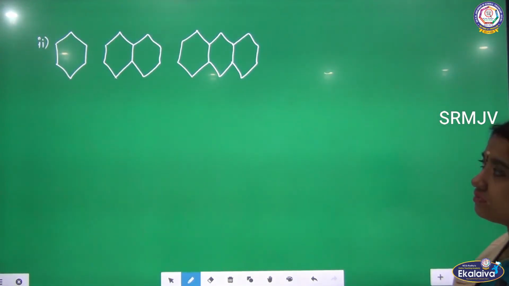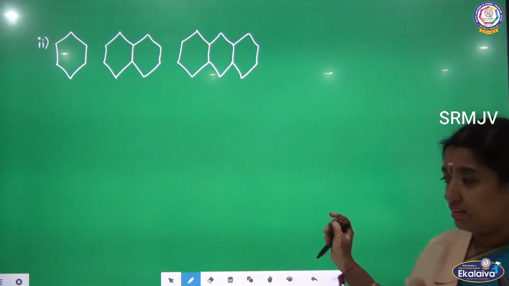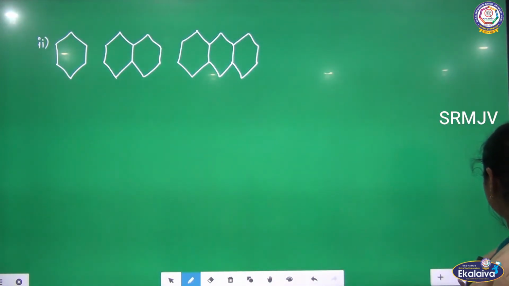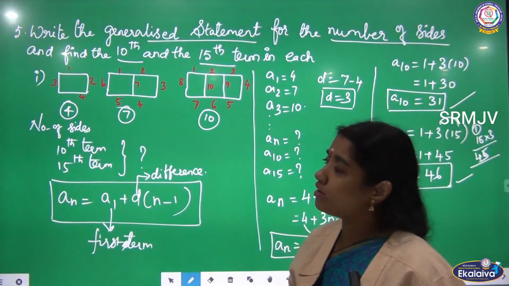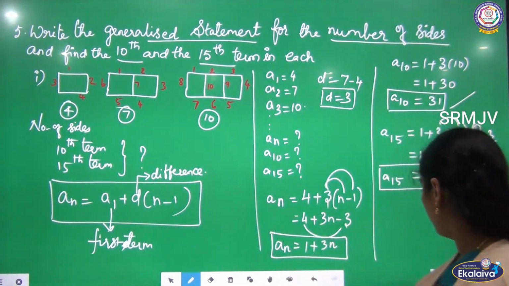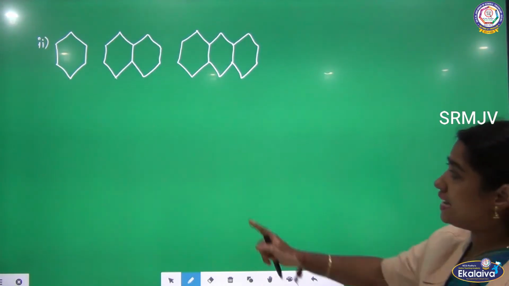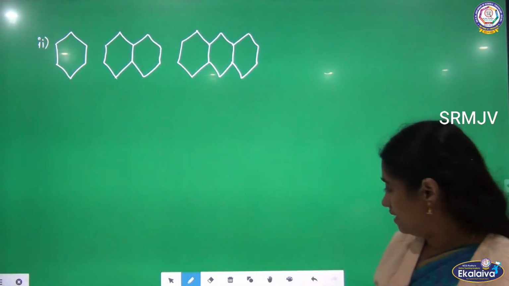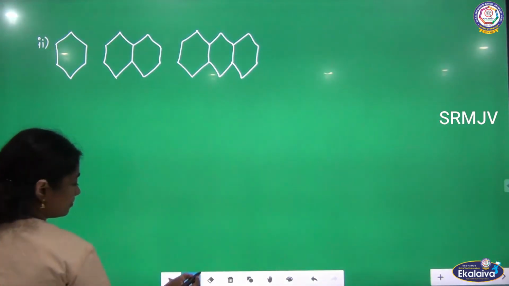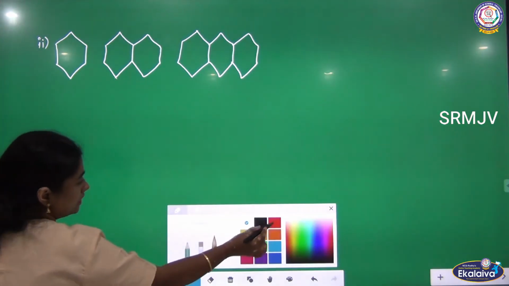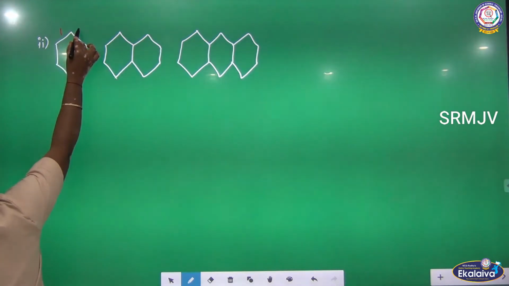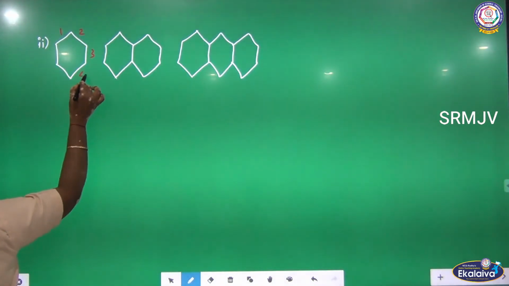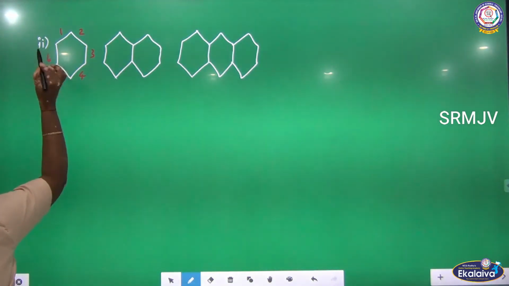Listen. Same thing. What is the difference between the previous sum and this sum? Here you are having the number of sides to be what? 4. But here the number of sides is what? 6. What shape is it? Hexagon. So the number of sides is 6: 1, 2, 3, 4, 5, 6.